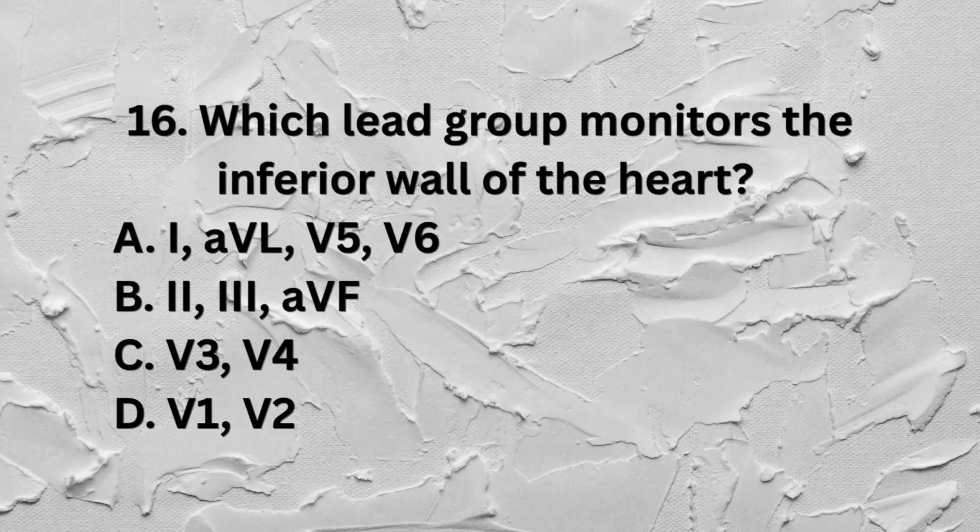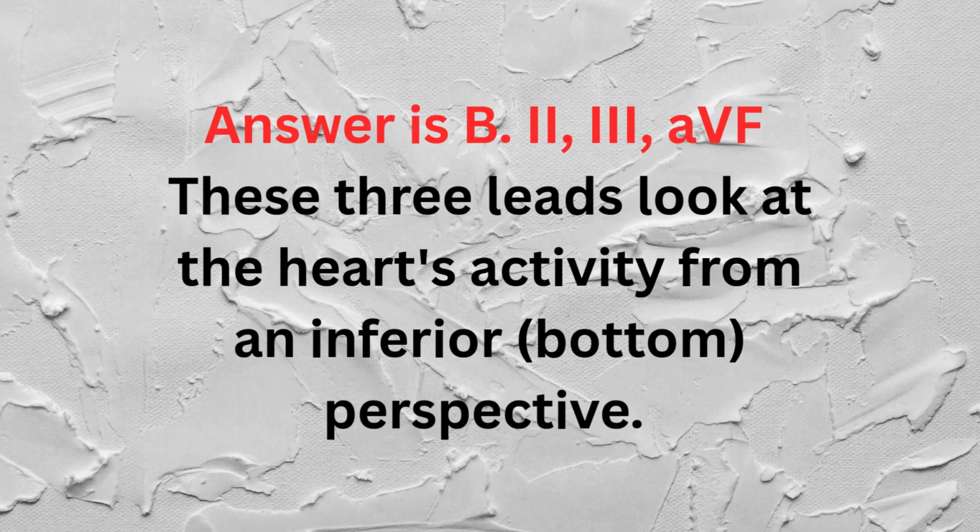Which lead group monitors the inferior wall of the heart? A. 1, AVL, V5, V6. B. 2, 3, AVF. C. V3, V4. D. V1, V2. Answer is B. 2, 3, AVF. These three leads look at the heart's activity from an inferior, bottom, perspective.